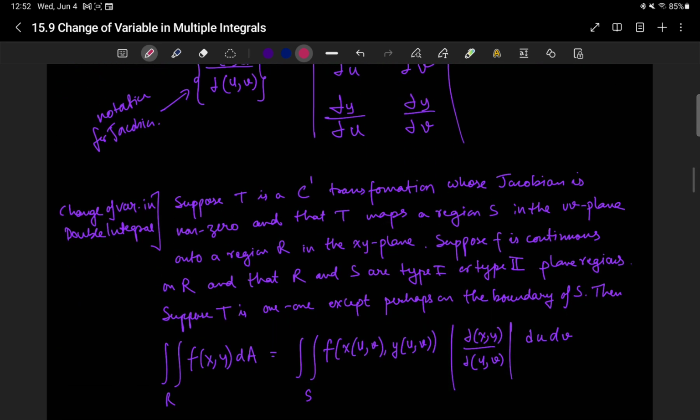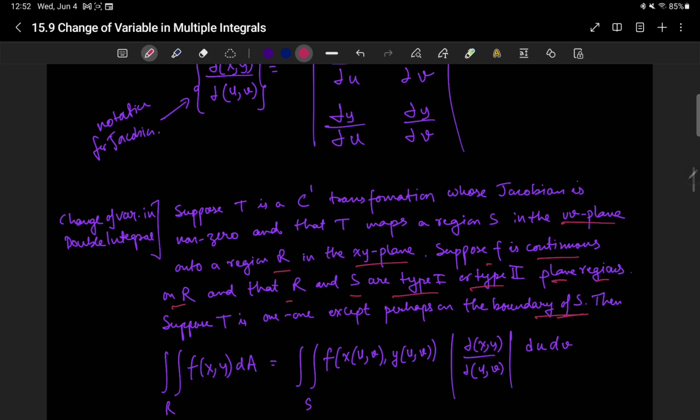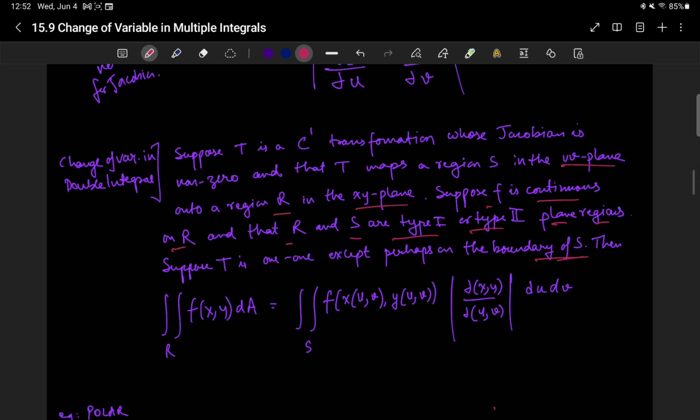So the result says that suppose T is a C1 transformation whose Jacobian is non-zero, and T maps a region S in the uv plane into a region R in the xy plane. F is continuous on R, and R and S are type 1 or type 2 plane regions. Suppose T is one-to-one except perhaps on the boundary of S. So it has to be one-to-one on the interior, but on the boundary there can be overlap. Then taking this double integral is the same as taking the double integral of this, where the adjusting factor is your Jacobian. The Jacobian of the transformation is your adjusting factor.